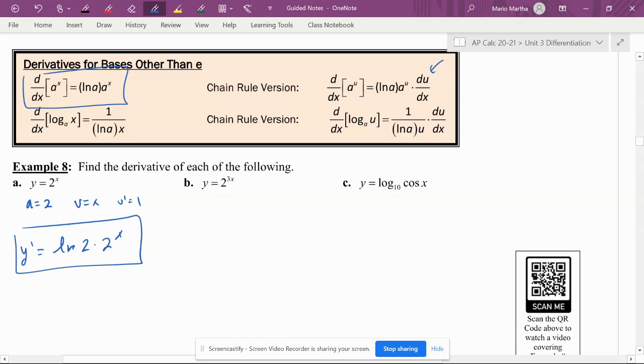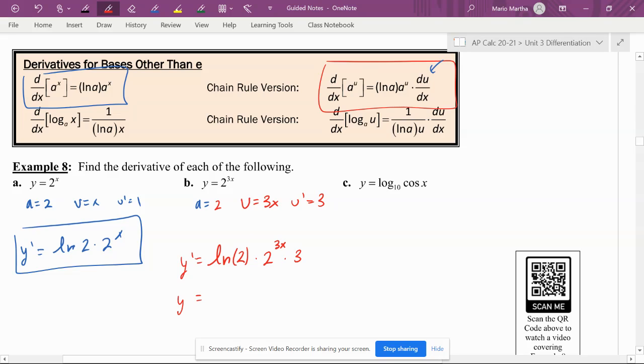All right. And then the next one, now we have a equals 2 again, so equals positive 2. u equals 3x, so u prime equals 3. In this one, since I do have a u prime that is bigger than 1, then I do have to use the chain rule. So y prime equals the natural log of 2 again, times 2 raised to the 3x, times the derivative of 3x, which is just 3. Let's clean it up a little bit more. y prime equals 3 times the natural log of 2 times 2 raised to the 3x.